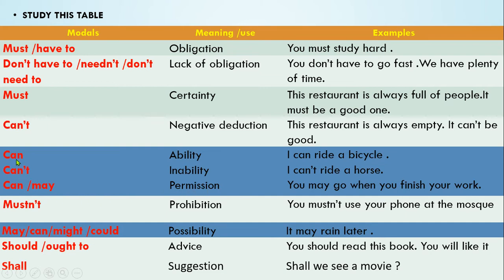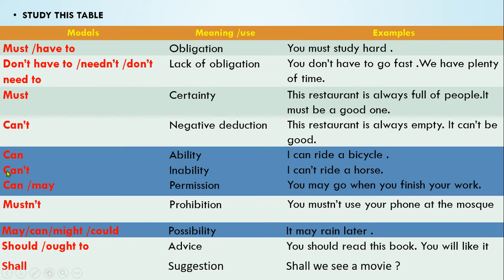And here you have to open your eyes and pay attention. We have can here and we have can here, but this one here expresses something else, it expresses permission. When you want to go out, for example, you ask your mom for permission and you say, "Can I go out, ma'am?" Or maybe when your parents say, "You may go when you finish your work." When you finish your work, then you can go. This is permission.